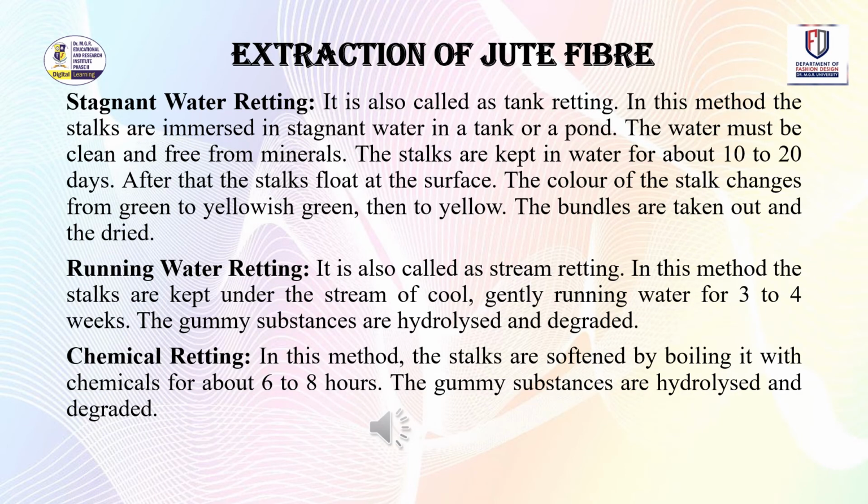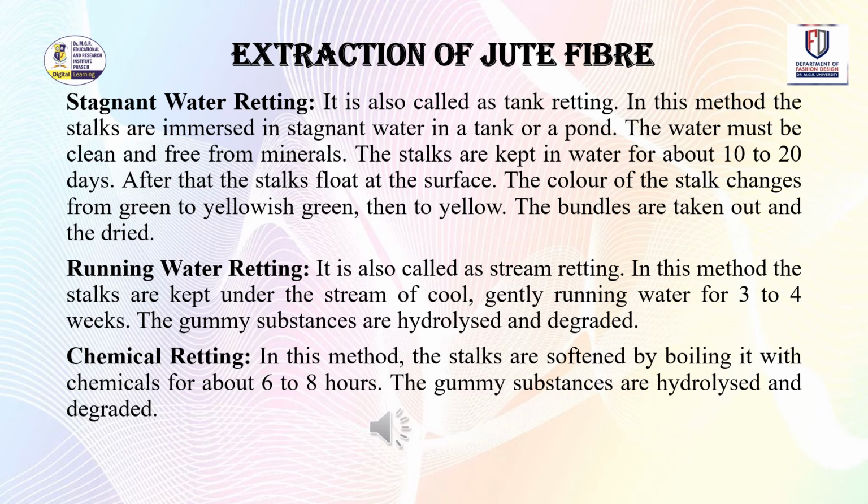Stagnant water retting. It is also called tank retting. In this method, the stalks are immersed in stagnant water in a tank or pond. The water must be clean and free from minerals. The stalks are kept in water for about 10 to 20 days. After the stalk floats on the surface, the color of the stalk changes from green to yellowish green, then to yellow. The bundles are taken out and then taken for drying.